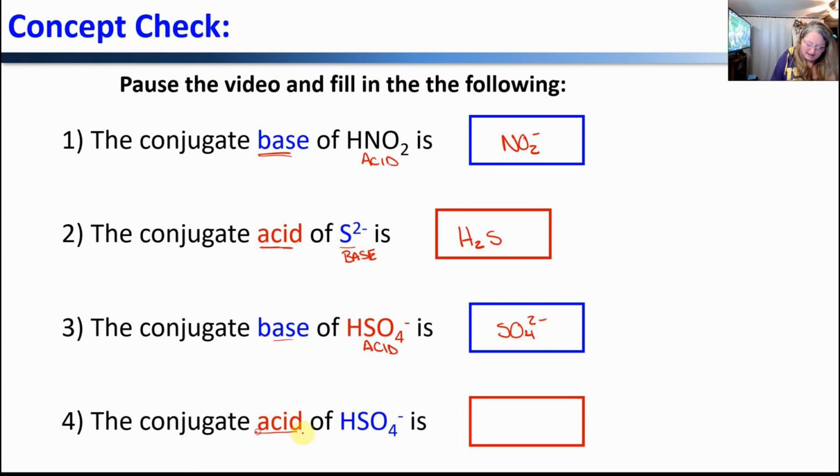The conjugate acid of HSO4 minus. Okay, so if I want the conjugate acid, that means it's acting as a base on the reactant side. If it's acting as a base, then it's accepting a proton, H2SO4. So I'm a base, I'm accepting on one side. On the other, I am now an acid capable of giving up the proton.